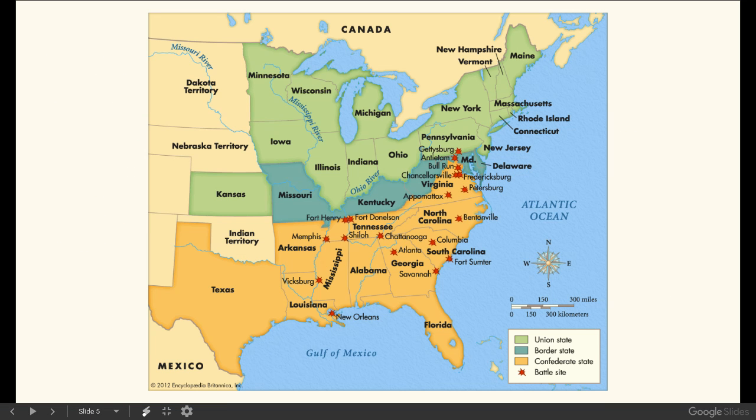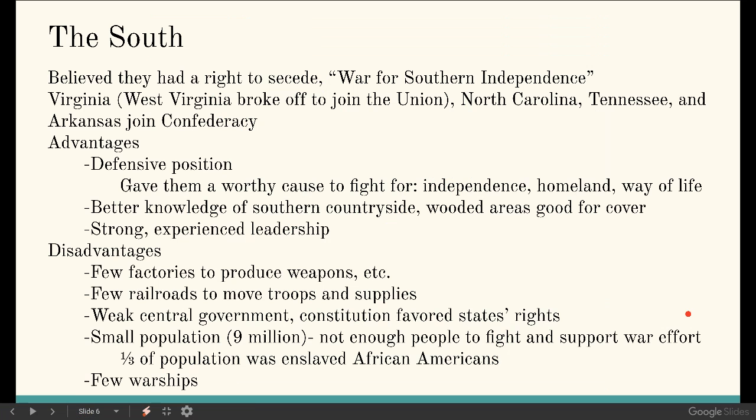So if we look at our map here, kind of who is who, who's on which side here. Everyone in the North is going to be the green states here, even these dark green states. So this is going to be the Union. These darker green states, of course, are our border states. These are slaveholding states that are part of the Union. And then we have the orange states here, which are the Confederate states. You can see a lot of our major battles happen down here in the South, and even as far west as Texas is going to be impacted. So this is kind of who we're looking at here for our players in the war.